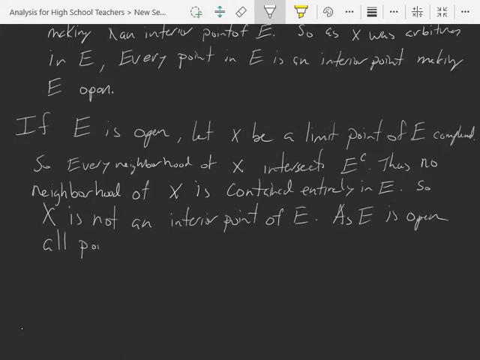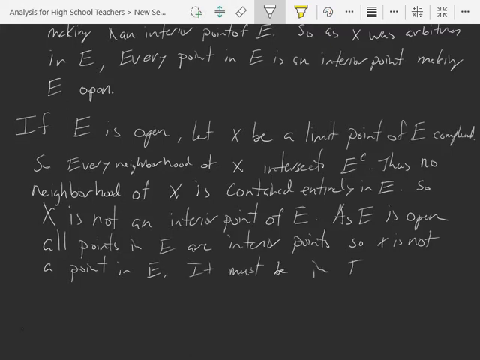All points in E are interior points. So X is not a point in E. It must be in E complement, making E complement closed, as it contains all of its limit points.